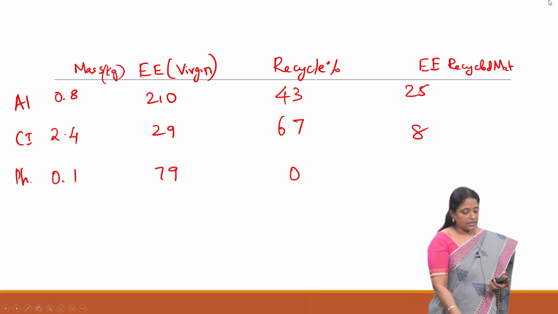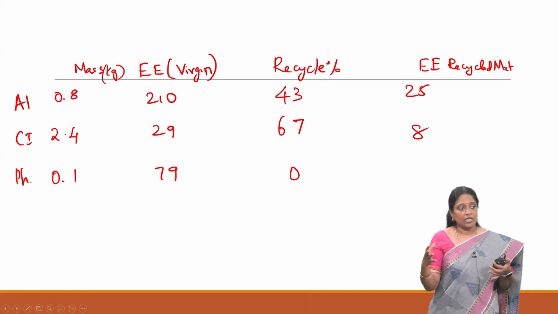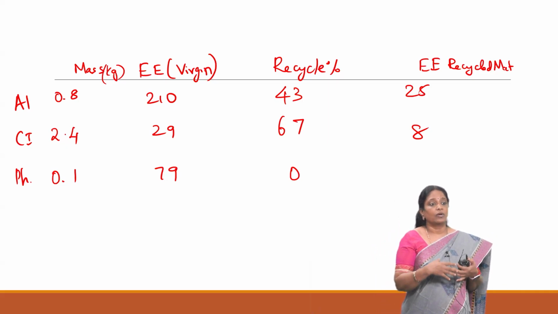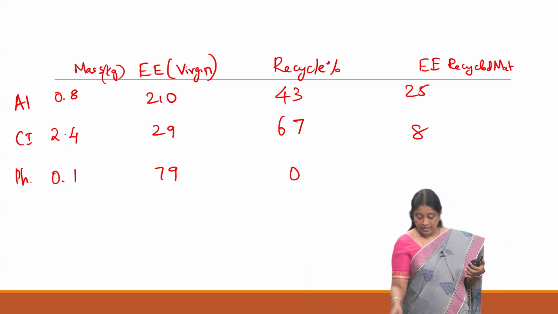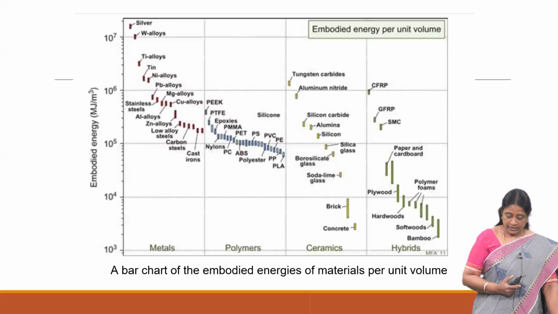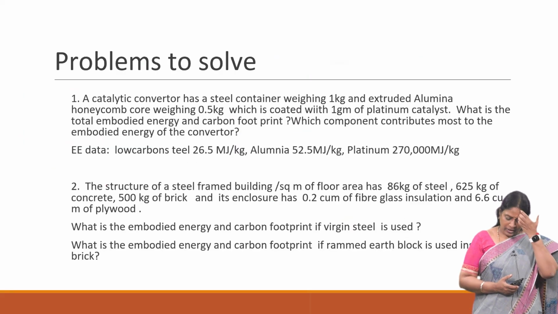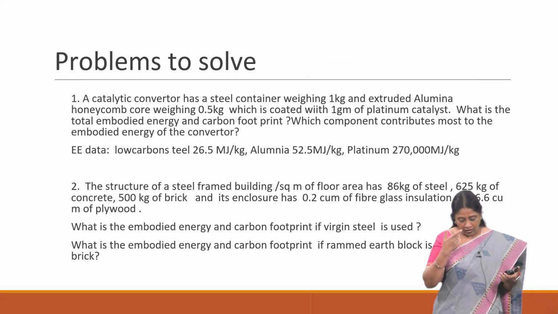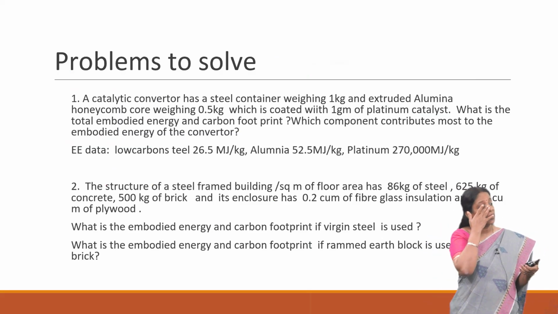Okay. So if you do it for large products with a large number of components, like buildings, it will make a maximum impact. I think the next problem is on buildings. You can just look at it. I don't know if you will have time to do it. I'll share the data on your WhatsApp group. Maybe you can do it.